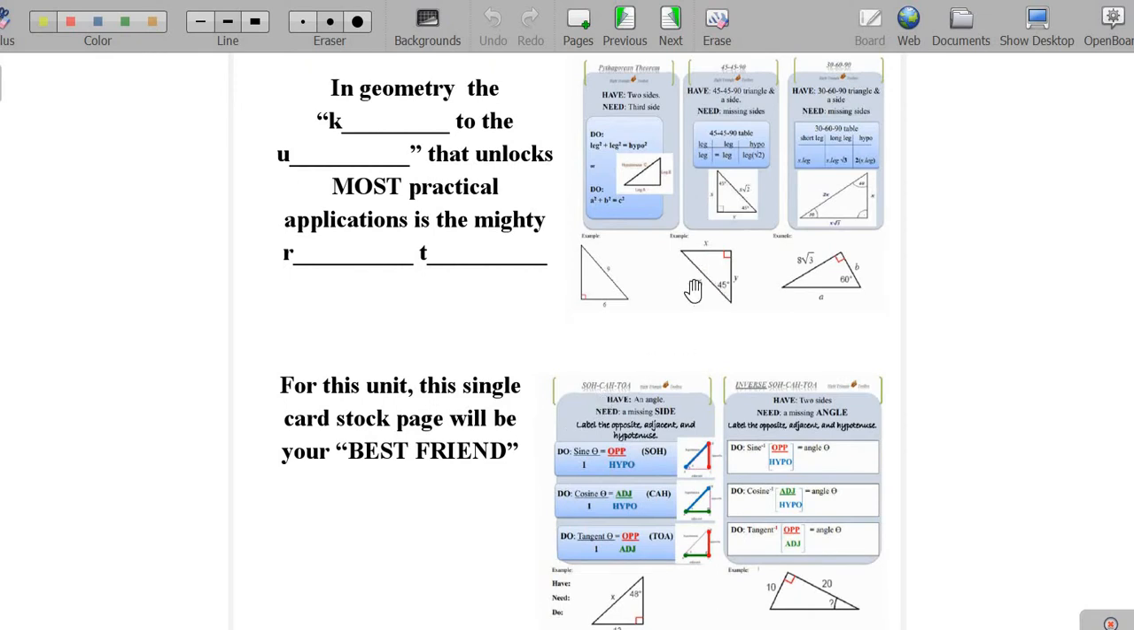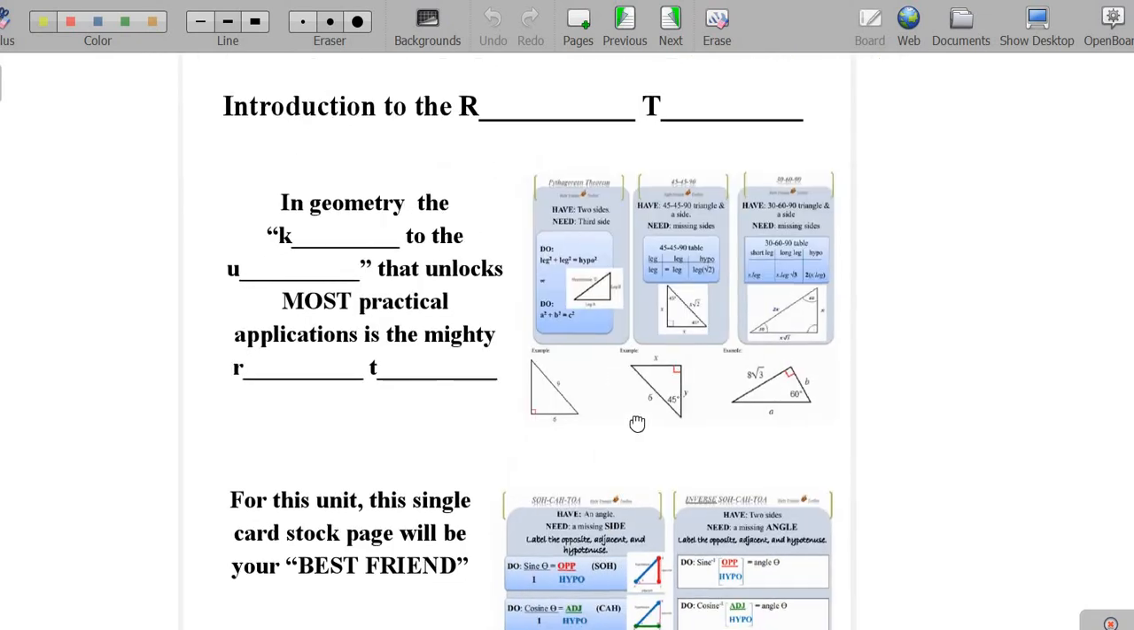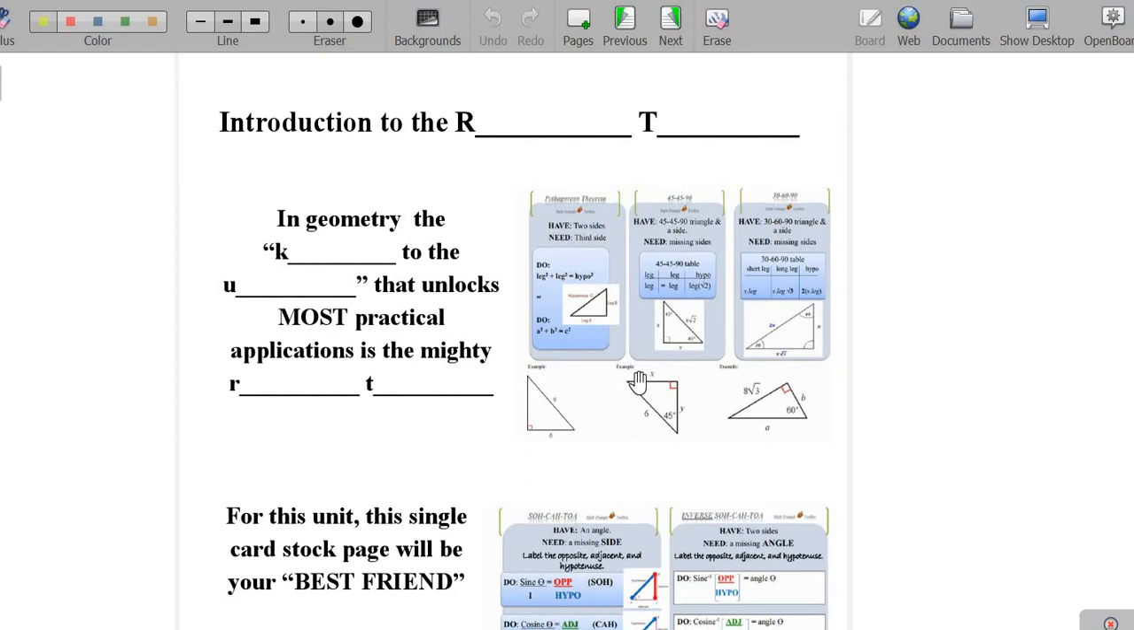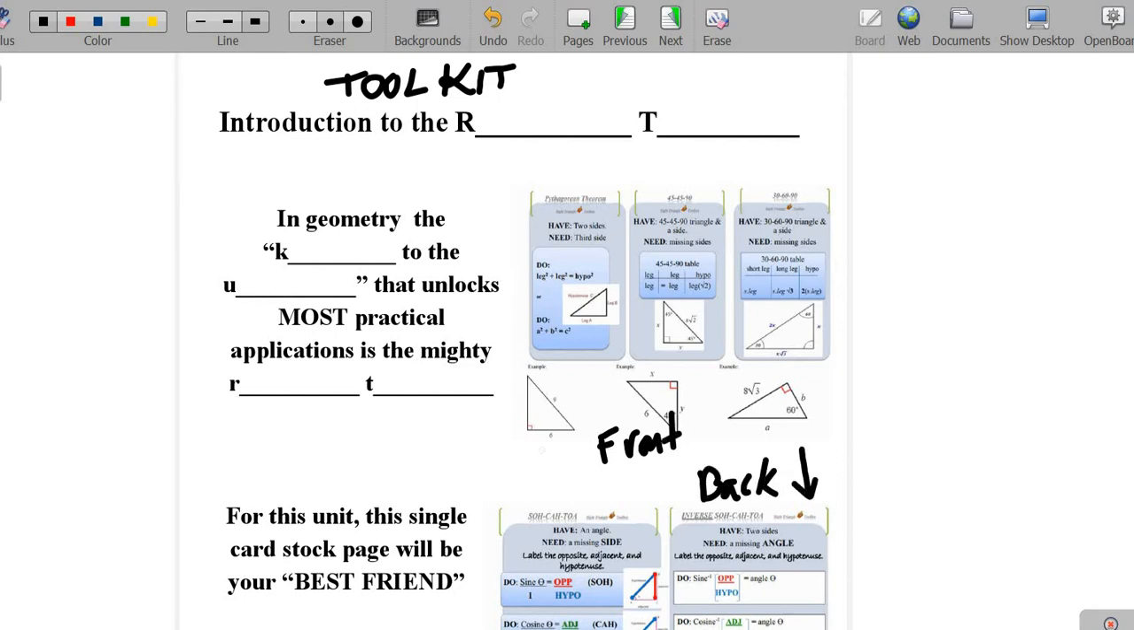Please find the green cardstock page in your reference booklet. It is called your Right Triangle Toolkit. It looks like this on the front and this on the back. Make sure you have this where you can see it. This is absolutely essential. We're going to be studying right triangles.